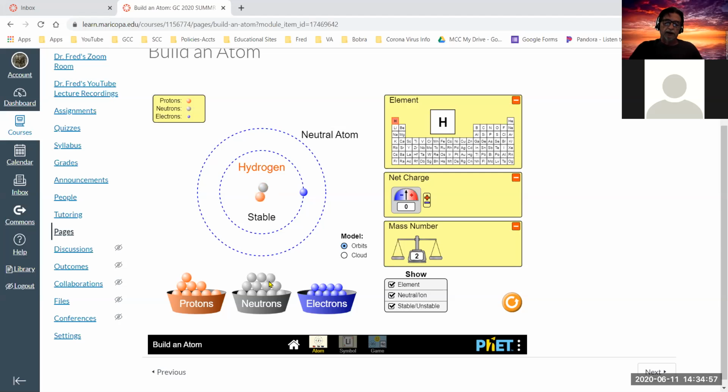Okay, let's do this. Let's fill her up. We've got 1, 2, 3, 4, 5, 6, 7, 8, 9. Fluorine. We're going to make fluorine. Now we're going to put in some neutrons until we get it stable.